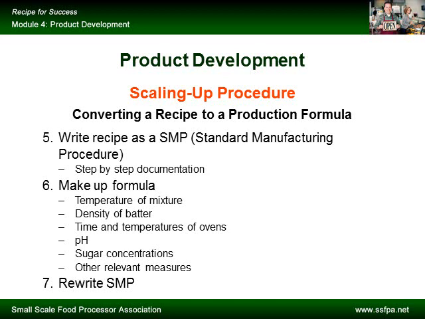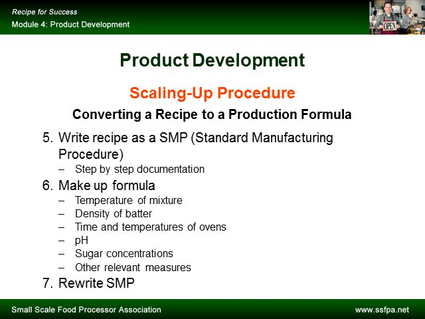Step 6 is to make up the formula, no longer called a recipe, and measure all relevant objective parameters while progressing through the steps to create the finished product. Examples include temperature of mixture, density of batter, time and temperatures of ovens, pH, sugar concentrations, and whatever else is relevant, and measure it. Step 7 comes when you are satisfied with your formula and the finished product and you have identified relevant objective parameters.